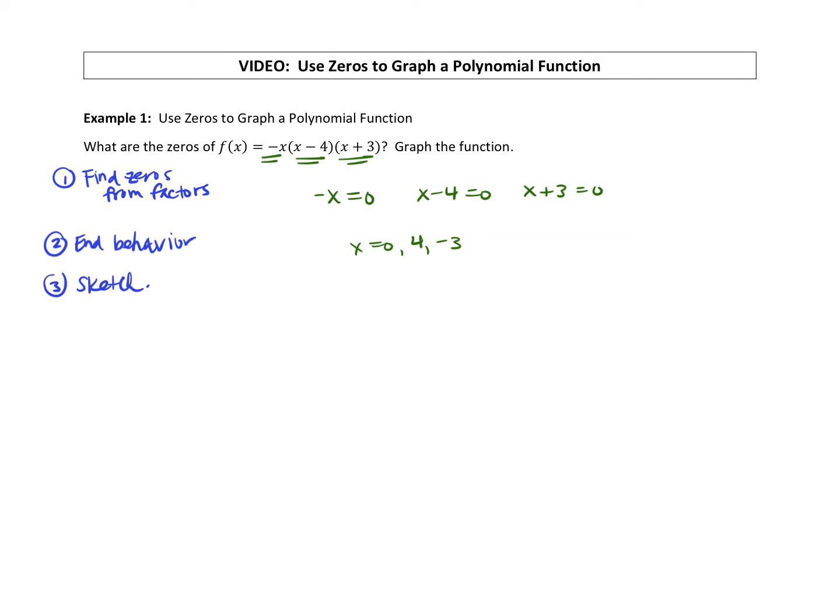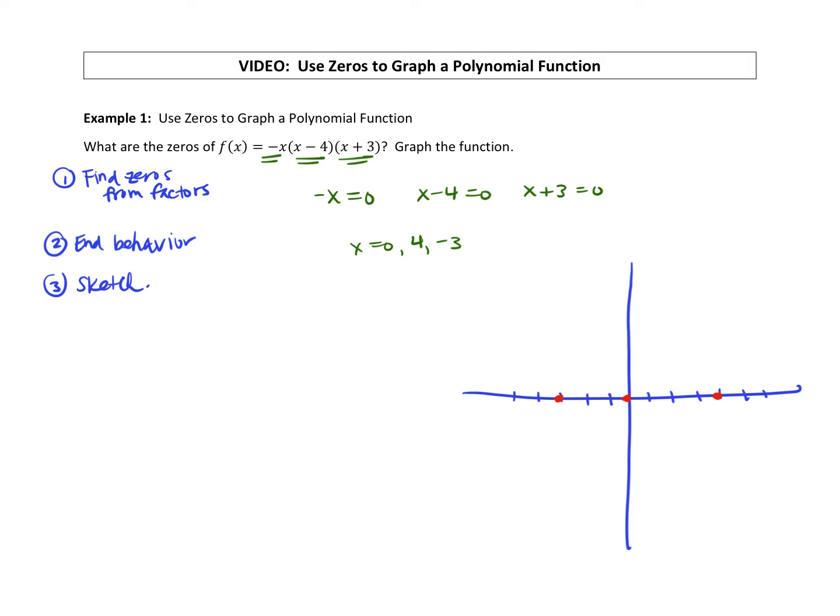So what that means in a graph, maybe I'll just start sketching the graph over here, is that we have x-intercepts at these points. The x-intercepts are when your function is equal to 0 because it's on the x-axis. So to plot these, we have an x-intercept at 0, we have one at 4, and we have one at -3. Okay, so we're going to sketch a graph.